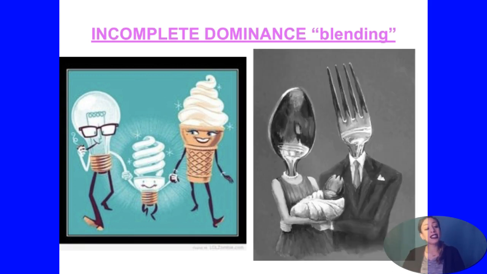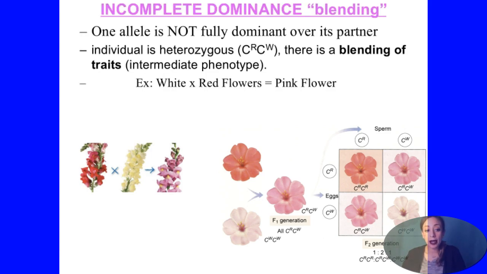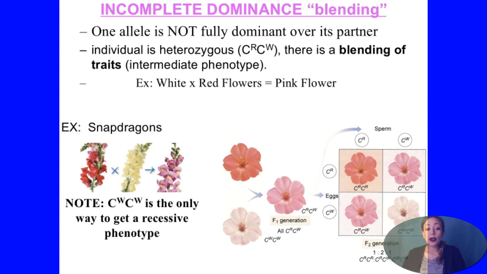Or another way to think about it is if a fork and a spoon come together and copulate, then they're going to be making a spork. It's a blend, so they're not going to be more like the mom or more like the dad. They're going to actually make a completely new intermediate phenotype. So one example you want to refer to is snapdragons. Snapdragons, basically the dominant allele, or let's say we're still talking about the big T, right?